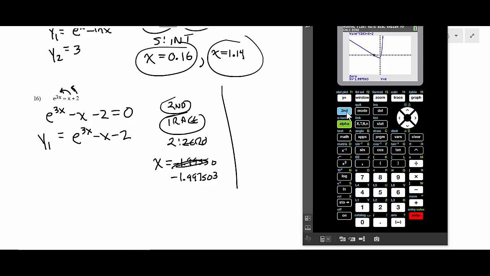So if you didn't catch that, the second time we go second trace, option 2. And then what you want to do is get the cursor a little bit to the left of the other zero, like in there is good. Okay, press enter, line comes out, get a right bound, just a little bit to the right of it, press enter. When it says guess, press enter, and the other one will come out. Now you'll know you're right because it's going to say y equals 0. So that's going to give x equals 0.2738205. That's it.